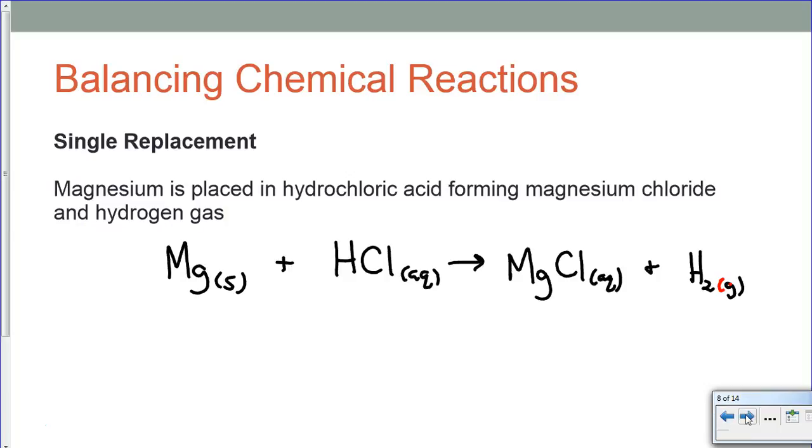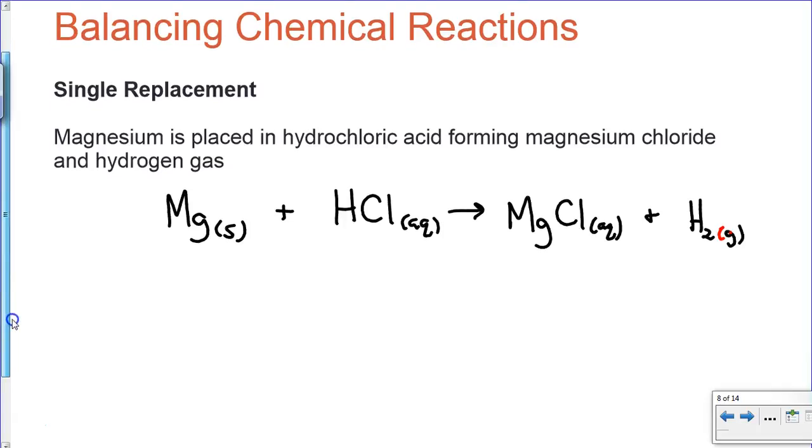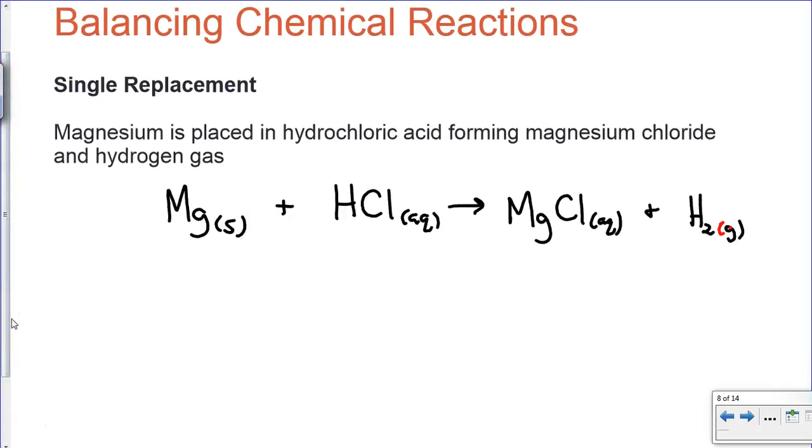All right, another example. Magnesium is placed in hydrochloric acid. Now, this one is something that we often do as a nice single replacement reaction. When we go to do these, guys, if you were writing this out, we could start looking at this and saying, yes, we have magnesium, yes, we have hydrochloric acid. We still have to be careful.